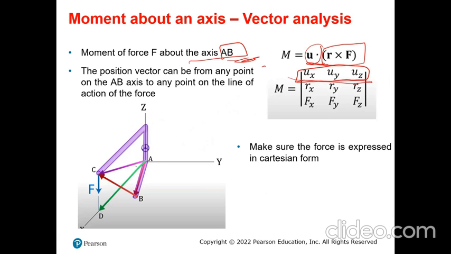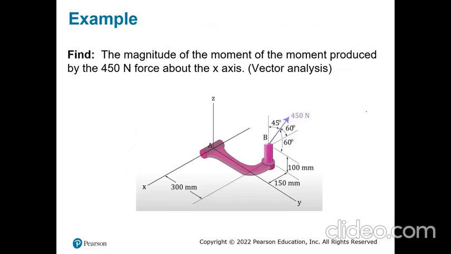That position vector can be from anywhere on your AB axis to anywhere on the line of action of your force. It doesn't need to be a specific point. Make sure that your force is expressed as a Cartesian vector. Only then can you get the i, j, k terms and put them over here. So the only difference is the unit vector we are adding.